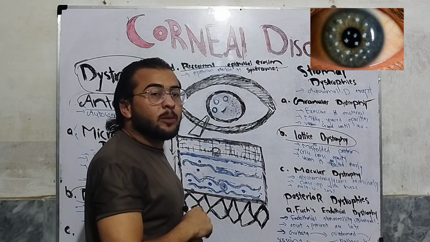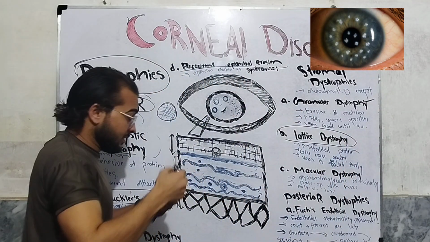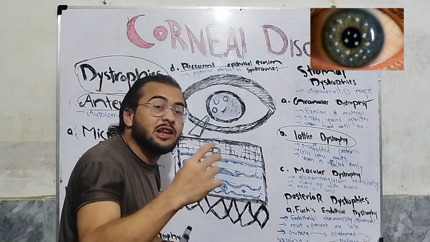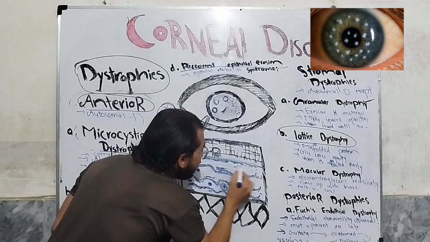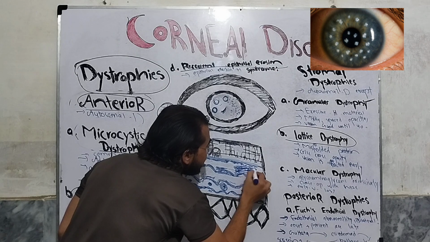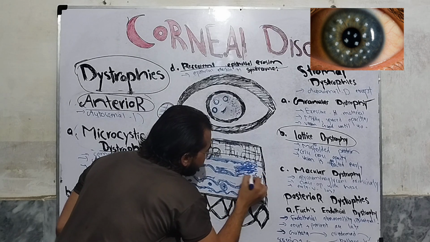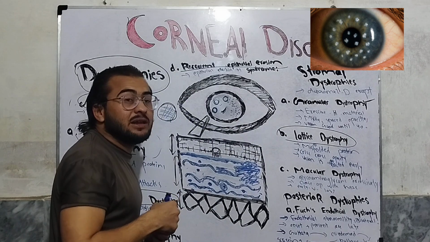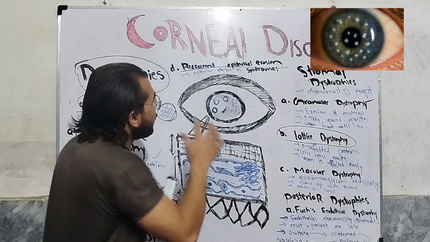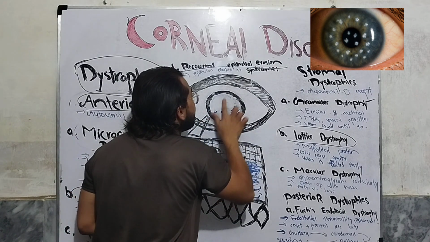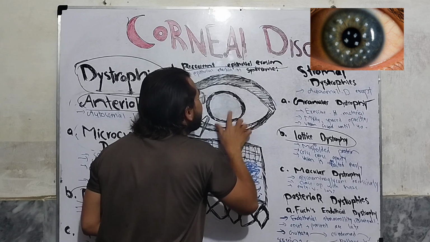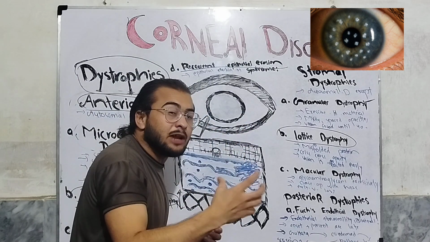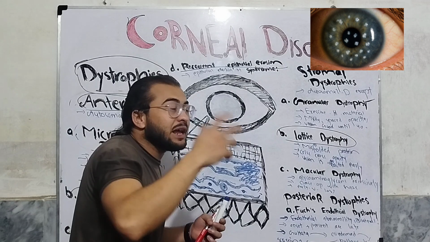In granular dystrophy, the pathology is the excessive deposition of hyaline material in the stroma. There will be excessive hyaline deposition in the stroma, and this will present clinically as milky opacities. There will be dense granular opacities which will look grayish or white.